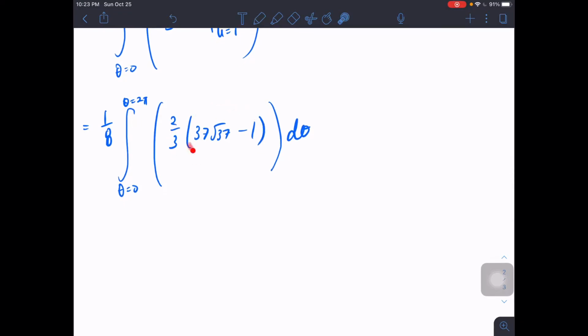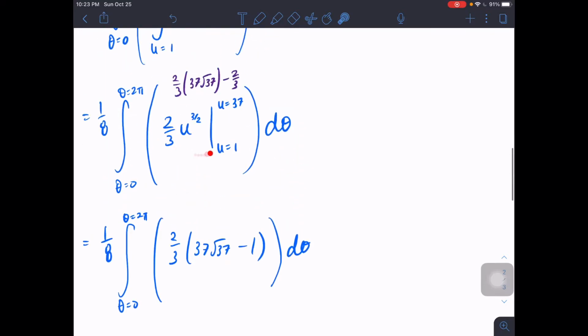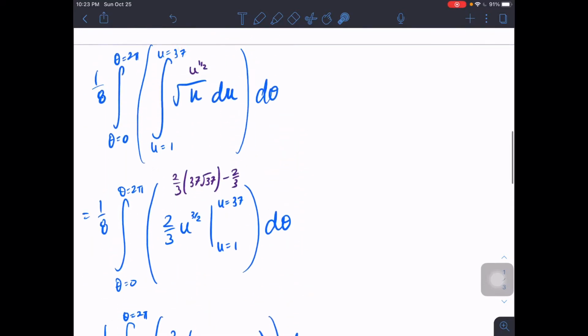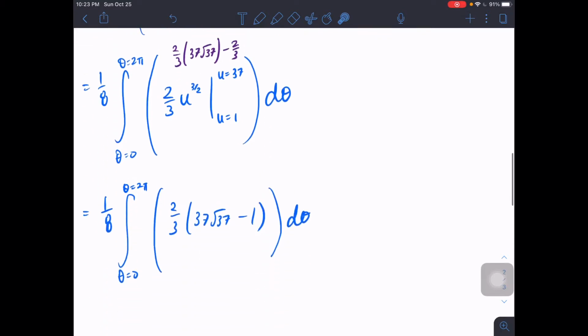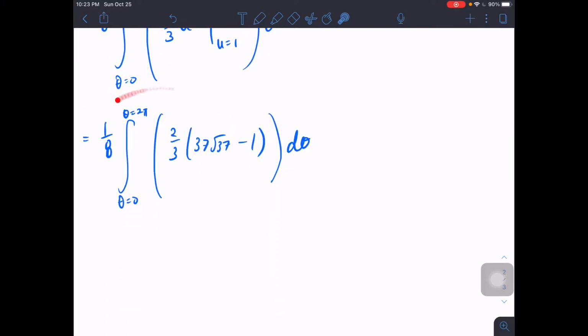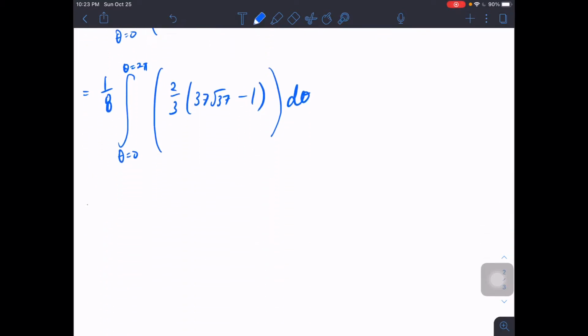Okay, this is just a big fat constant because there's no longer anything with thetas here since our bounds are just scalars. Woohoo! Okay, so we can just take this constant out and then multiply it with the 1/8. So this will reduce to 1 and this will reduce to a 4. So I get 1/12, 37 root 37 minus 1. Integral from theta going from 0 to 2 pi.